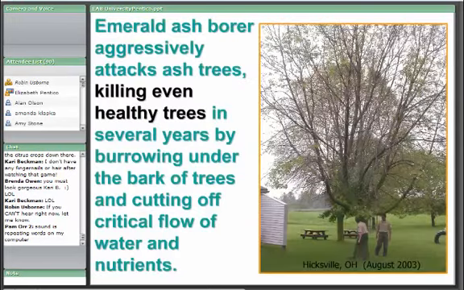Another problem with emerald ash borer is it is what we call a primary pest. That means that it kills even healthy trees. So it aggressively attacks trees and kills them in several years by cutting off the critical flow of water and nutrients. And you can see this tree here is in the stages of dying from emerald ash borer attack.